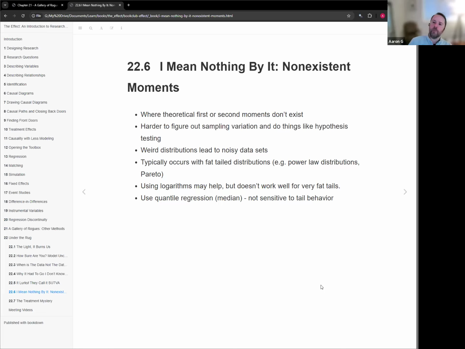Next section about non-existent moments. Really, this relates to fat tail distributions. They can be hard to manage. We've talked about this a bit in the past. We think of things that are multiplicative. You think of a logarithmic distribution, and sometimes that can be resolved just by taking the logarithm. So you stabilize variance, and maybe your models are better behaved. But there are extremely fat-tailed distributions where even taking a logarithm doesn't really help you out.